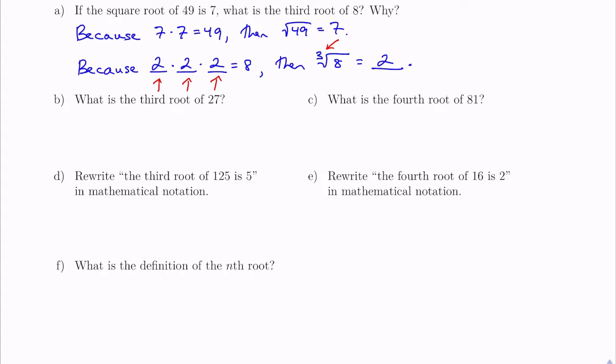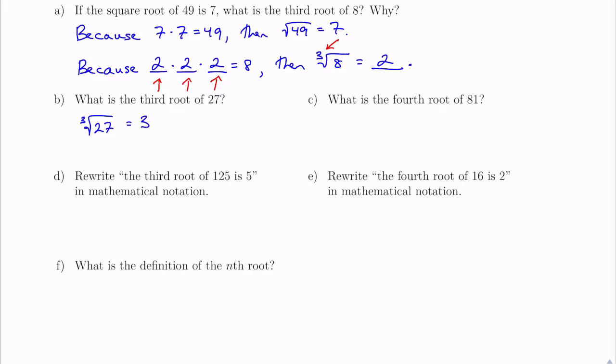So in part B, the question is, what is the third root of 27? We would write the third root of 27 as a radical with a 27 underneath the radical and a 3 as the index. And so the question is, what multiplied by itself 3 times would give us 27? 3 times 3 is 9, and 9 times 3 is 27. So the third root of 27 is 3.